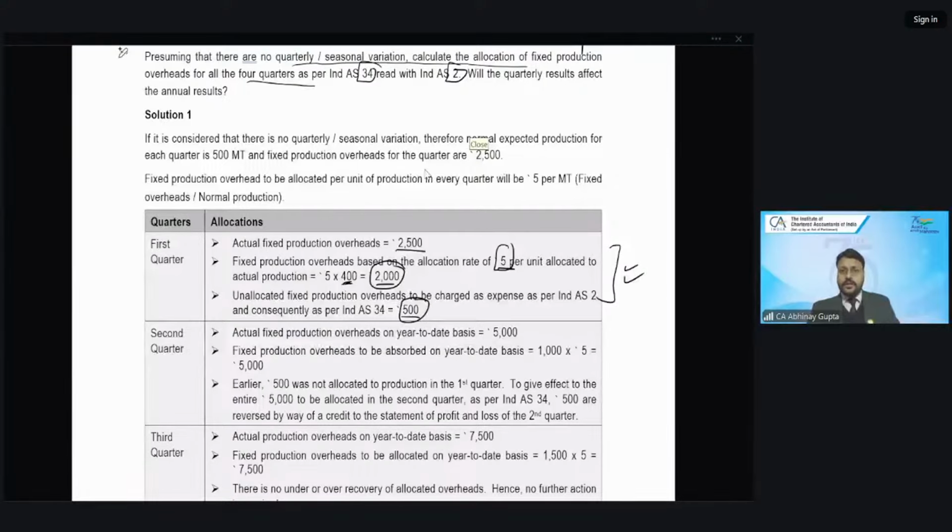Overhead allocation question you must have practiced under Ind AS 2, right? It is always done basis on the normal capacity or the normal expected production units, right? And then once the charge rate is computed, that is multiplied on the actual production. Yes or no?